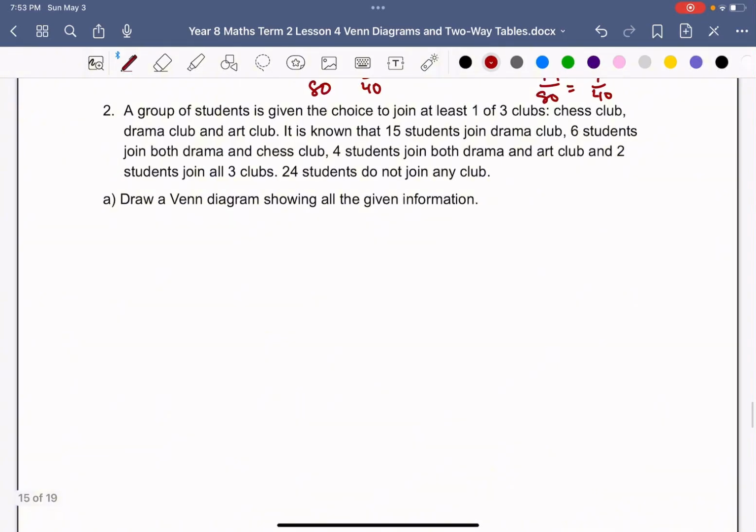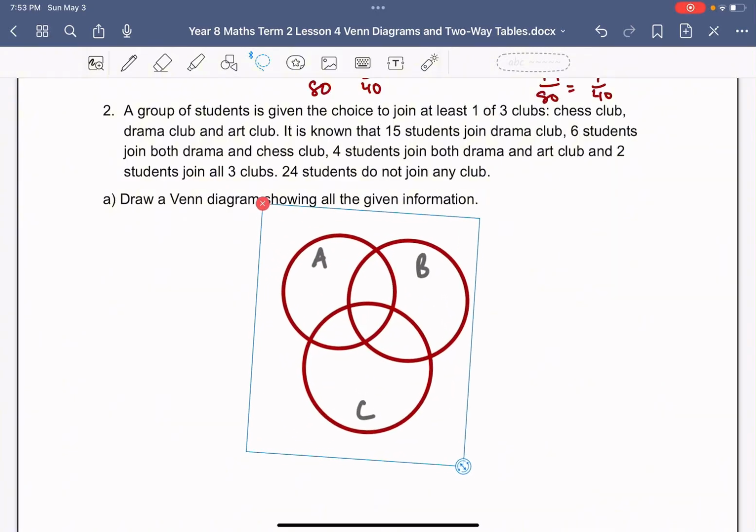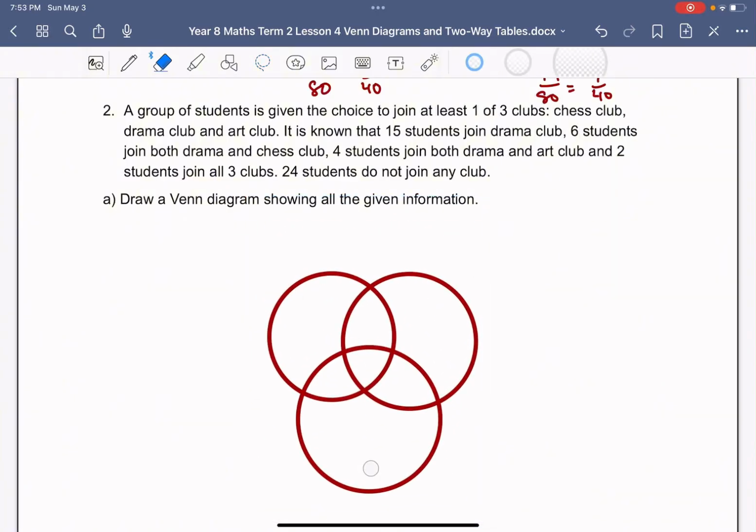A group of students is given the choice to join at least one of three clubs: chess club, drama club, and art club. It is known that 15 students join drama club, 6 students join both drama and chess club, 4 students join both drama and art club, and 2 students join all 3 clubs. 24 students did not join any club, and we're going to draw a Venn diagram. So I'm just going to have my 3 circles over here. And inside, I'm going to write chess, drama, and art.